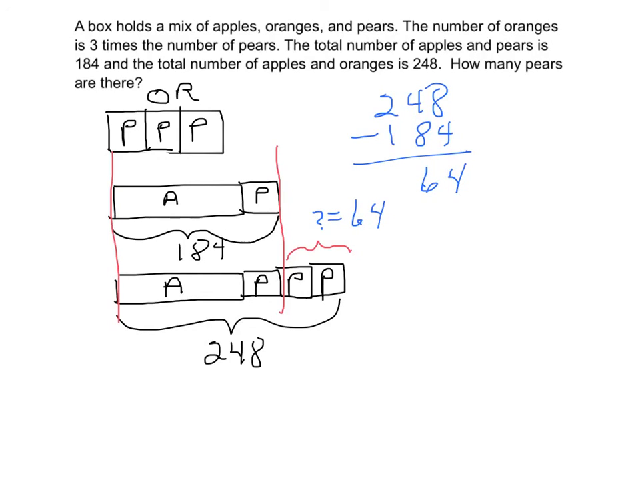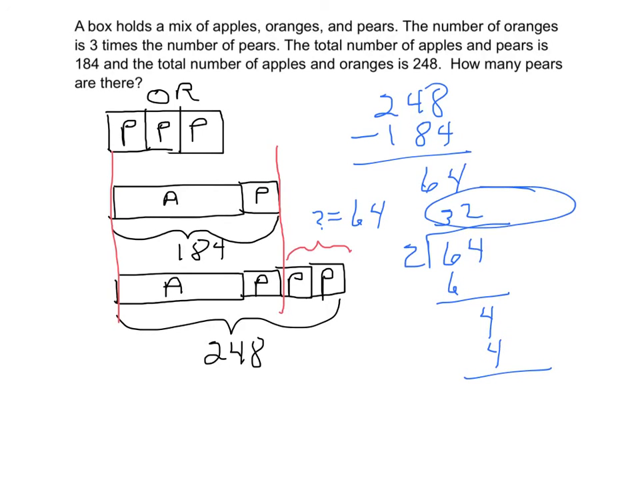And that's equal to 2 times the number of pears. So what's the number of pears? Must be 64 divided by 2. Ta-da! That's how many pears there are. And yippee skippy, we did it.